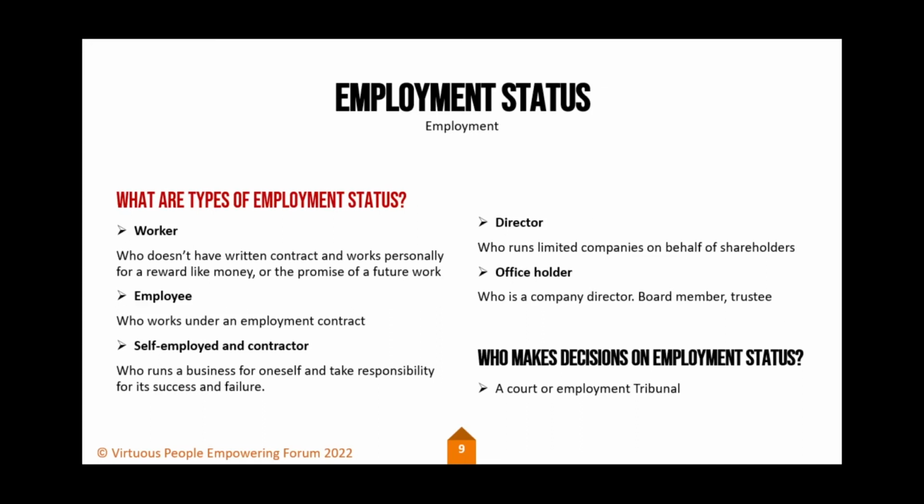Employment status. Types of employment status. Worker, who doesn't have a written contract and works personally for a reward like money or the promise of future work. Employee, who works under an employment contract. Self-employed and contractor, who runs a business for oneself and takes responsibility for its success and failure. Director, who runs limited companies on behalf of shareholders. Office holder, who is a company director. Board member, trustee. A court or employment tribunal makes the decision of the employment status.